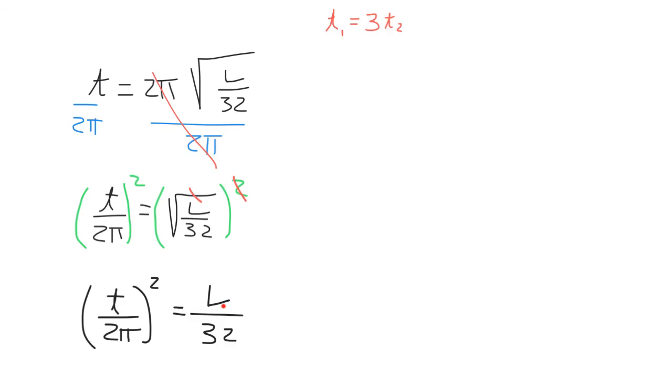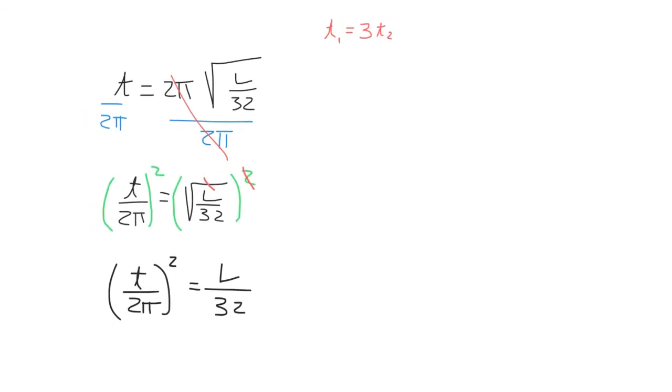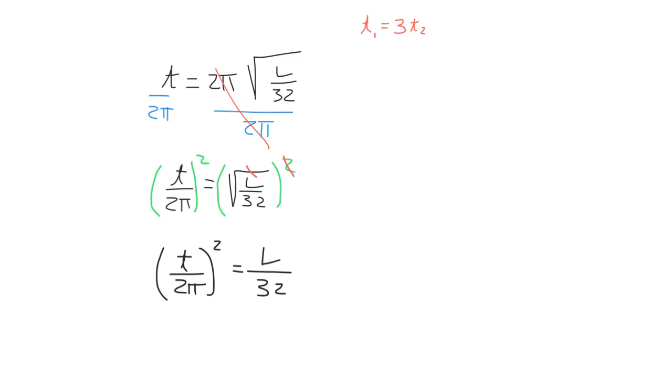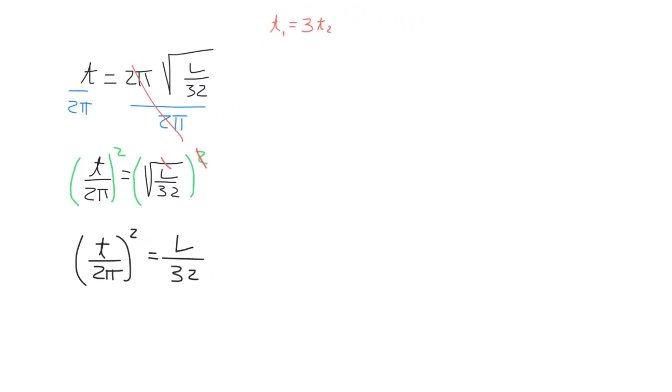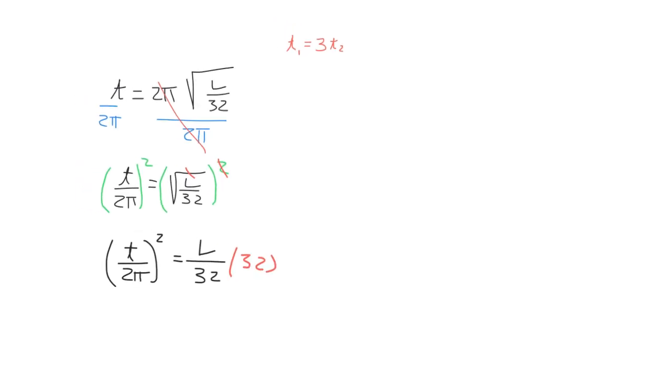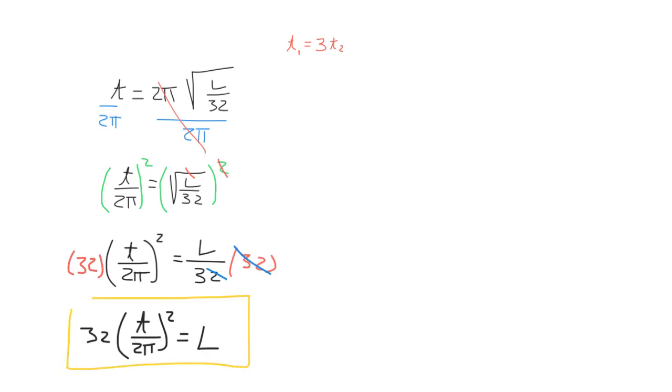Now, at the end of the day, we're still trying to solve for L. So therefore, what we could do now is multiply both sides by 32. And in doing so, we of course cancel these 32s, and we have L equals 32 times T over 2 pi, squared. So at the end of the day, we took the original equation that they gave us, and we just rearranged it so we could really focus on what L equals.